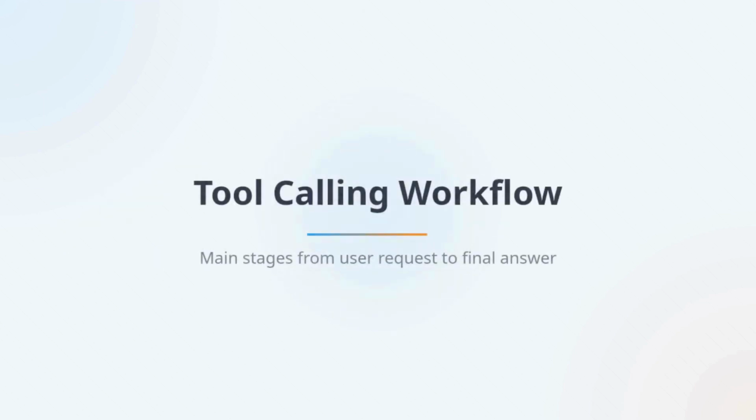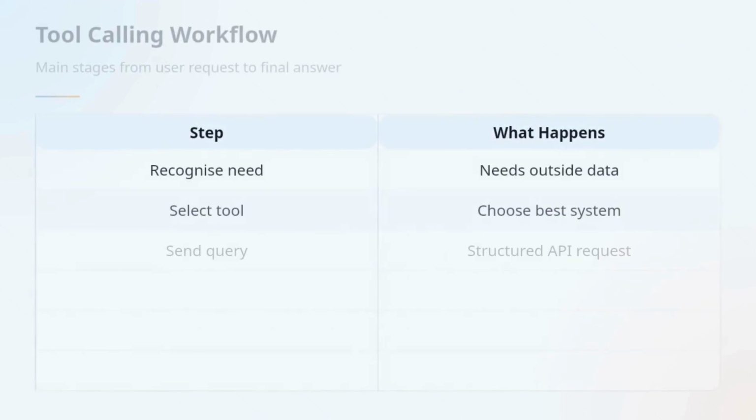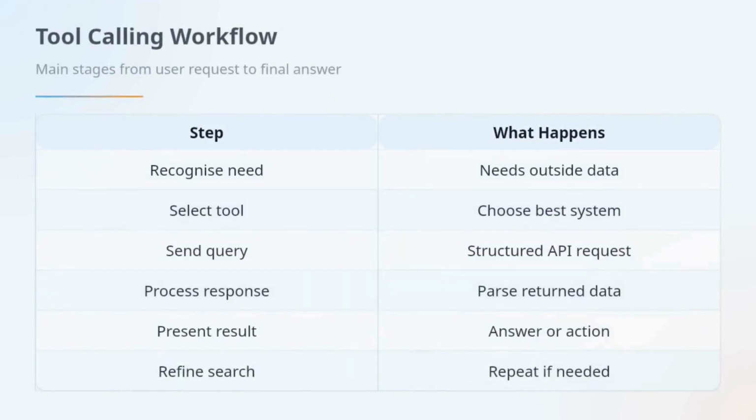Now let us look at this in a simple table format. Tool calling workflow: main stages from user request to final answer. Here is the full workflow at a glance. The model first recognizes that it needs a tool. Then it selects the right one, sends a structured query, processes the returned result, presents the answer or takes an action, and if the user wants more detail, it can refine the search and repeat the cycle.